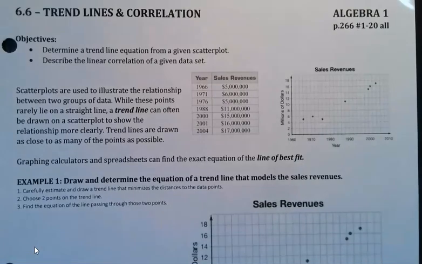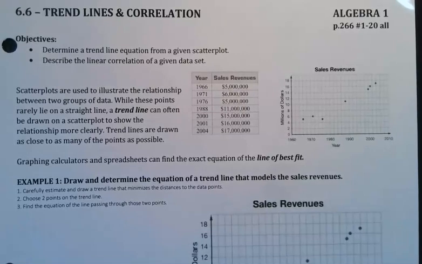Okay, so again, we're doing trend lines and correlation 6-6. So we're going to determine a trend line equation from a scatter plot, and we're going to describe the linear correlation of a given data set. Okay, so some new vocabulary we've got today.